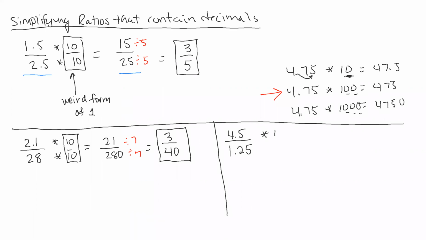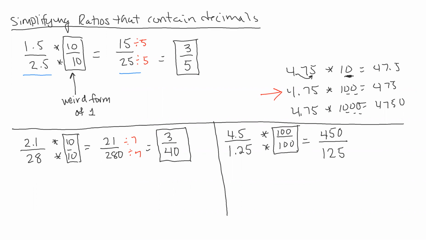If I were to only multiply by 10, top and bottom, I would get 45 over 12.5, which still has a decimal. That's not what we want. We want to get rid of all of the decimal places, and we want to do it all at once. So let's go ahead and multiply top and bottom by 100. Still really just a weird version of 1. 100 divided by 100 is 1. We already know that multiplying by 1 doesn't change the value of what we're dealing with. So what we're going to end up with is 450 over 125.